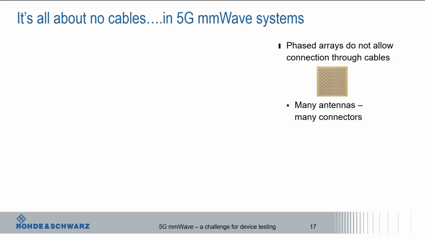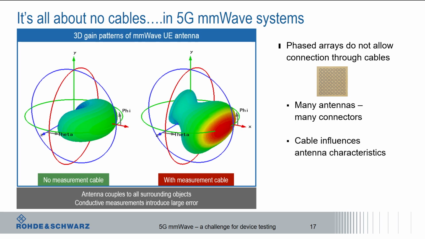Because at the end of the day, it's all about no cables in millimeter wave. Why this? Because if you have a phased array like this, you have a lot of antennas. That would first of all mean a lot of antenna connectors if you wanted to connect to this antenna at all. Okay, that's maybe still possible, also cumbersome. But there is another reason not to do that: if you would connect a cable to this antenna, it would actually influence the characteristics of the antenna, because you bring a metal object very close to the antenna or at the antenna, and that changes the pattern of this antenna.